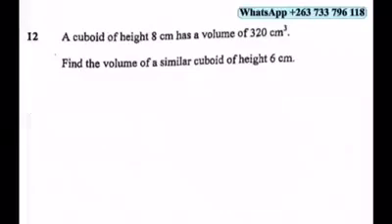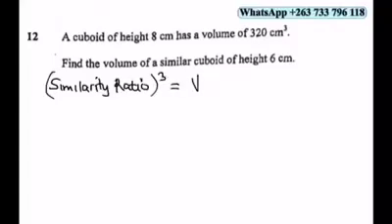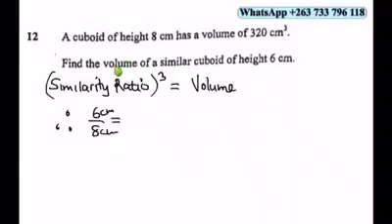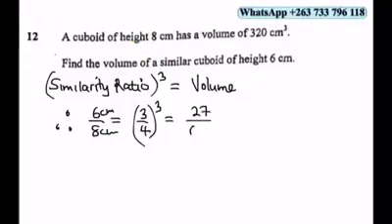Number 12, a cuboid of height 8 centimeters has a volume of 320 cubic centimeters. Find the volume of a cuboid of height 6 centimeters. So here we use the scale ratio. Since we are dealing with volume, we'll raise it to the power 3. So the rule is similarity ratio to the power 3 is equal to volume ratio. Therefore here the ratio of similarity is 6 centimeters over 8 centimeters. Let's reduce that and cube.